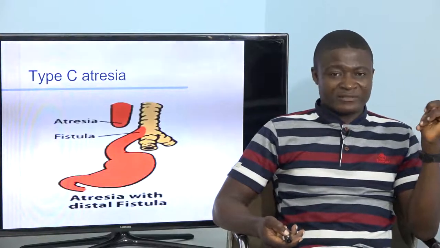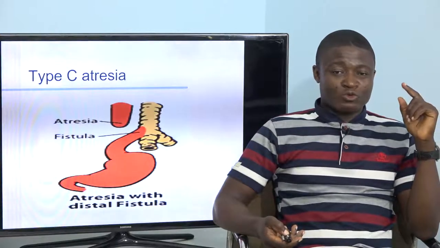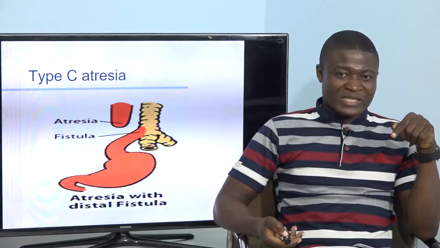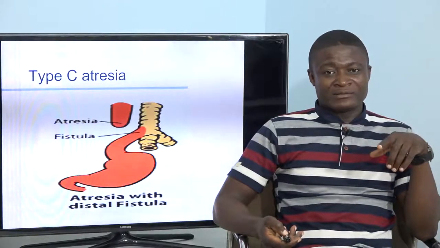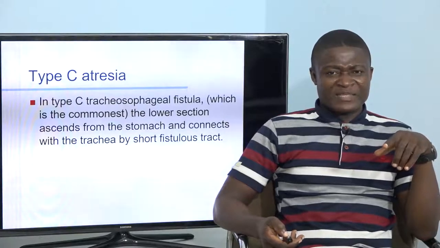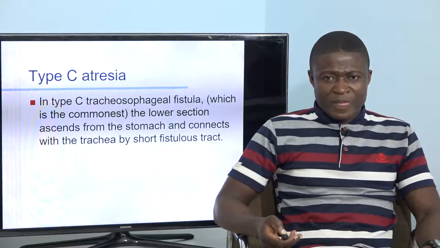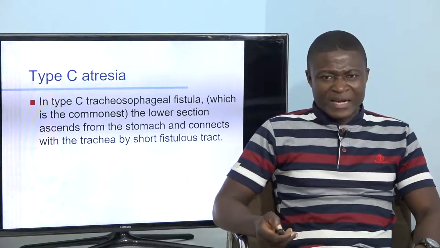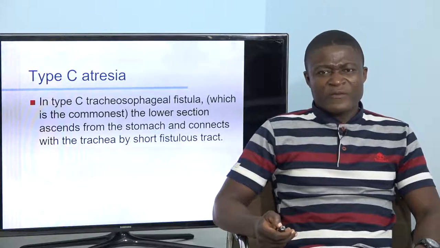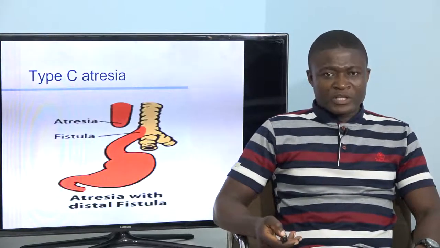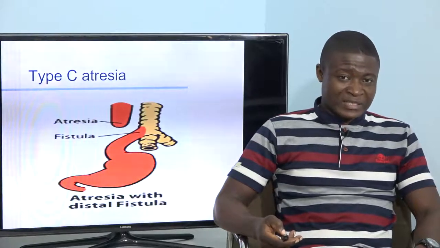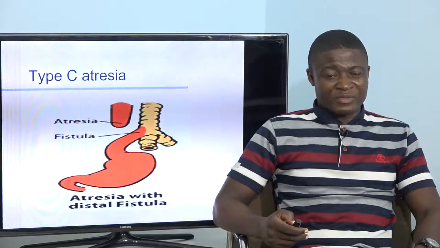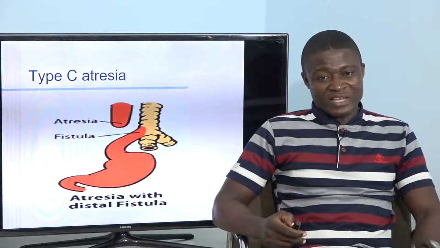Let's look at the type C atresia. With the type C atresia, the oesophagus is hanging and then blinded, and then the lower part of the oesophagus is fistulated to the trachea. That is a type C for you. So let's see what exactly is there. In type C, tracheoesophageal fistula, which is the commonest, the lower section ascends from the stomach and connects with the trachea by the short fistulous tract. Basically put, what I'm trying to say is that the oesophagus is hanging, the one that is coming from the mouth is hanging, it is not connected to the stomach, and the portion that is also coming from the stomach that was supposed to connect to the one that is coming from the mouth is rather connected to the trachea.